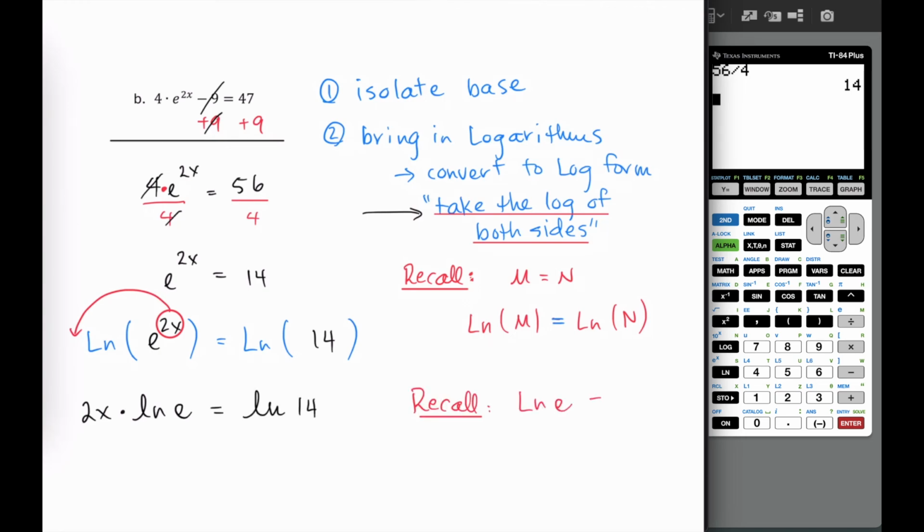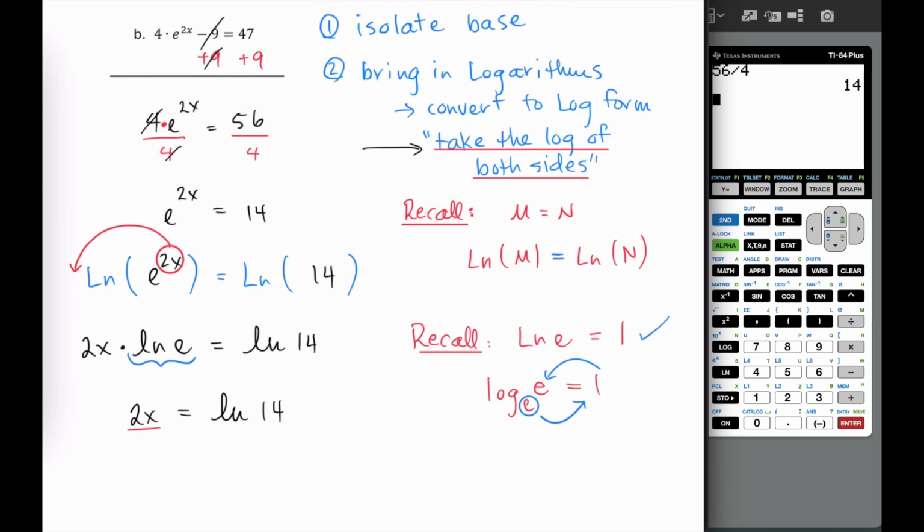Recall also the ln of e is equal to 1, because the ln is the same thing as the log base e with the argument of e, and e raised to the first power is going to bring us back to e. So the ln of e is 1, and the left-hand side is just 2x, and the right-hand side is still ln of 14. Now in order to solve for x, all we need to do is divide both sides by 2. So we have x is equal to ln of 14 over 2, or we could pull that 2 to the front as a multiplier of 1/2 and say it's 1/2 times the ln of 14.